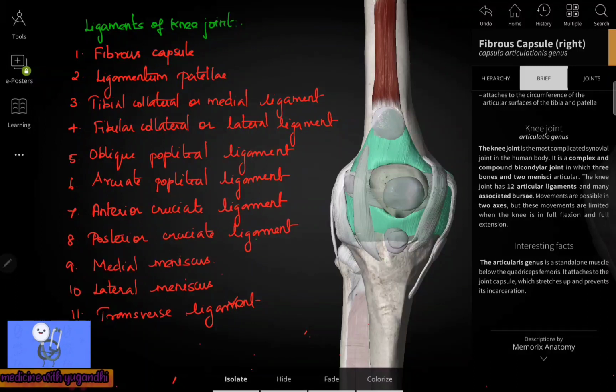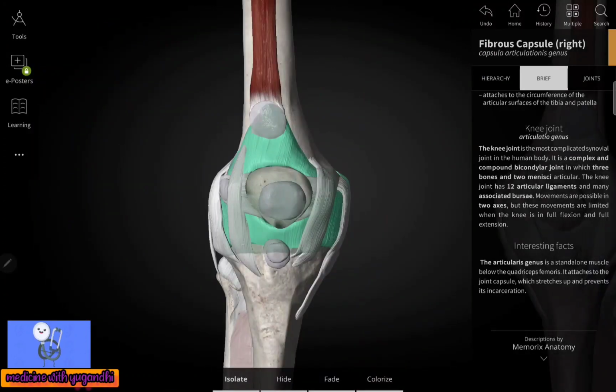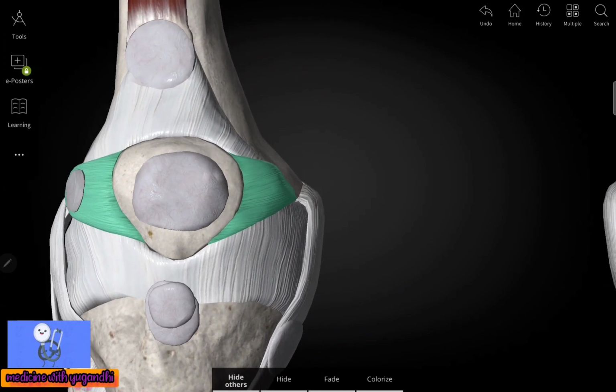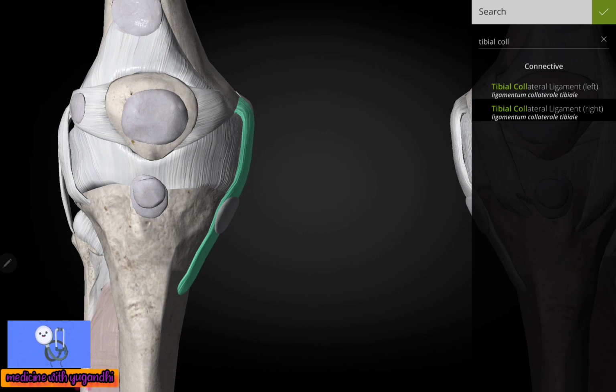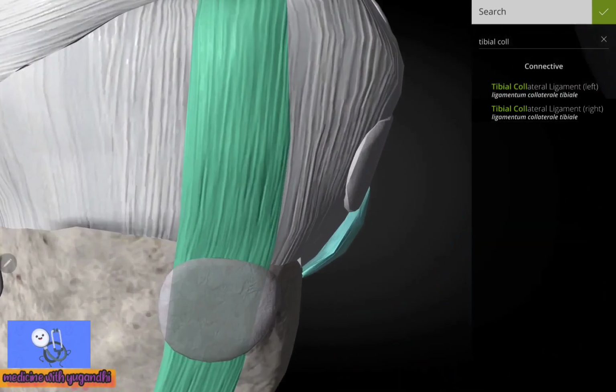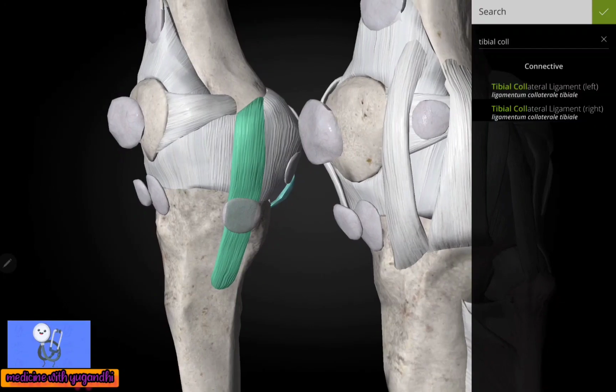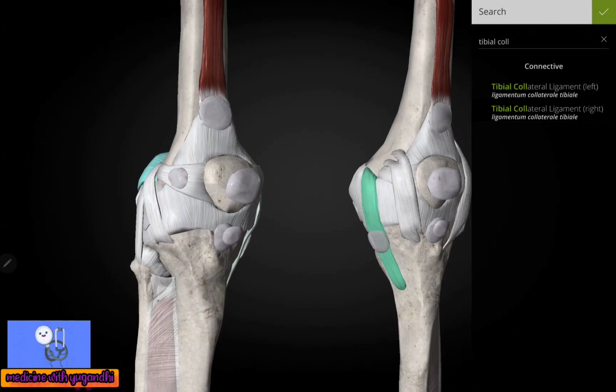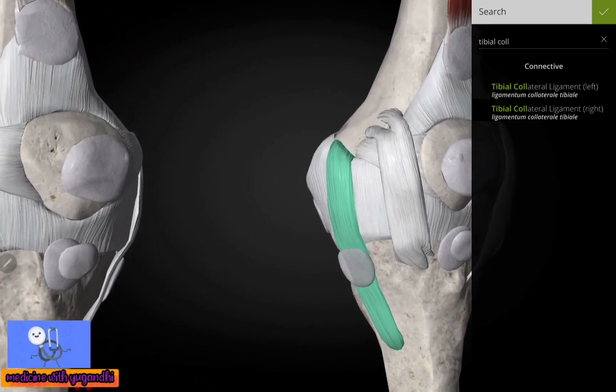Before that, I would like to show you the location of each and every ligament and where they are attached. This ligament that you are seeing is the fibrous capsule of the knee joint. The next ligament is the patellar ligament. You can see here, this green shaded one is the patellar ligament. The next ligament is the tibial collateral ligament. You can see here, this is the tibial collateral ligament on the right, and here is the tibial collateral ligament on the left side.